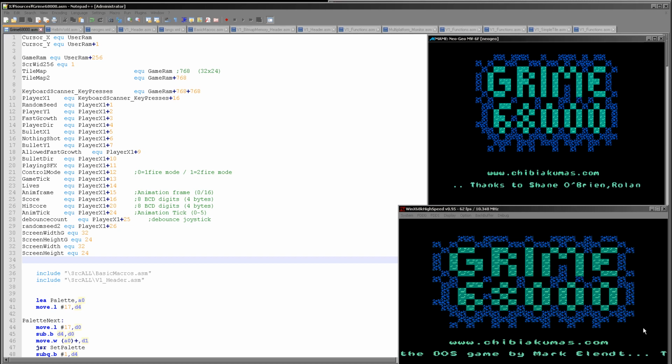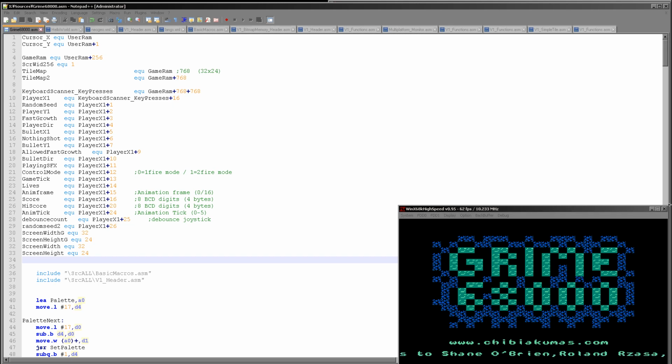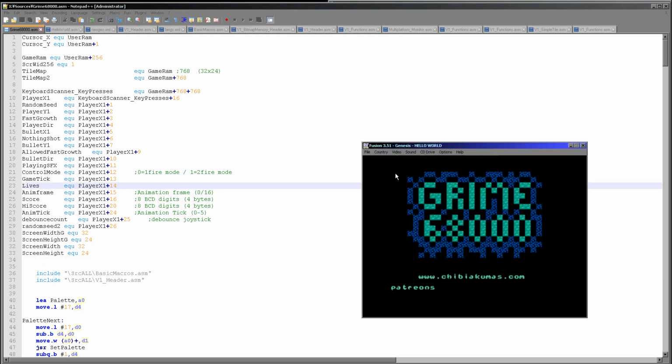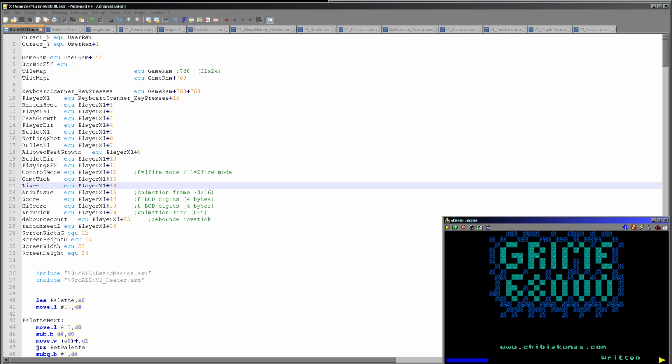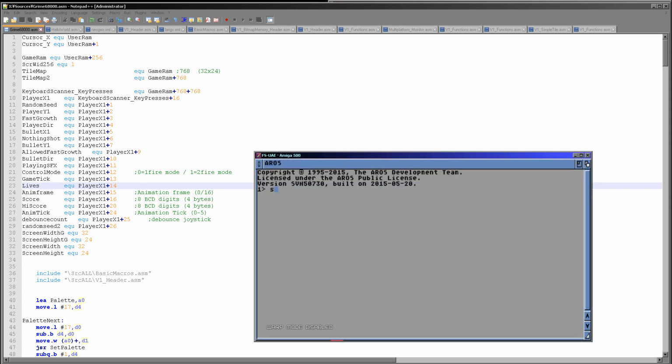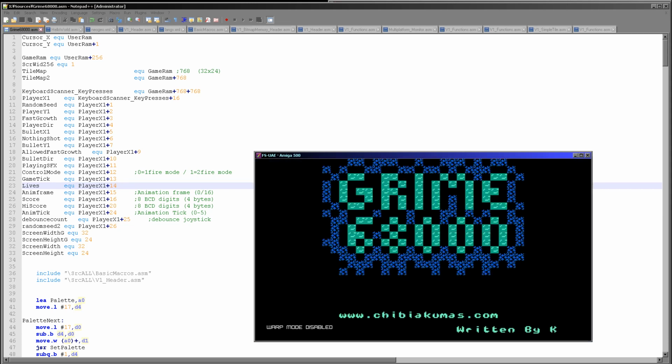So anyway, you can see the game running on the X68000 here and the Neo Geo. Let's see if it's working on the other machines. So here you can see the Genesis version, and it's of course working the same. Very good. And here's the Atari ST. No problems it looks like here. And the Amiga version also appears to be working okay. So we've got the game working on all the systems.